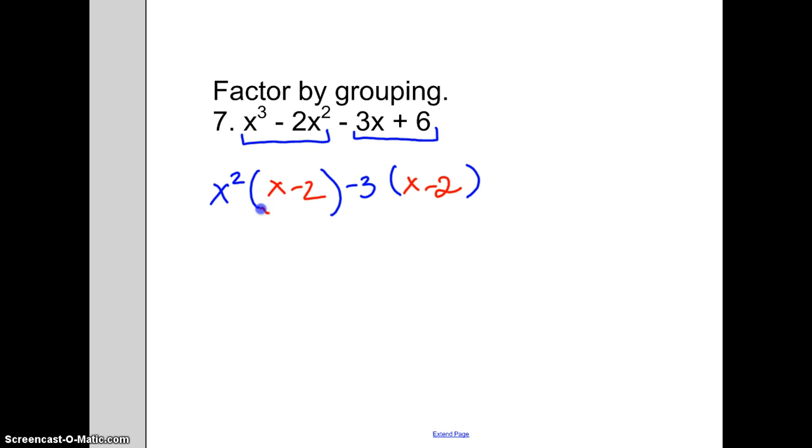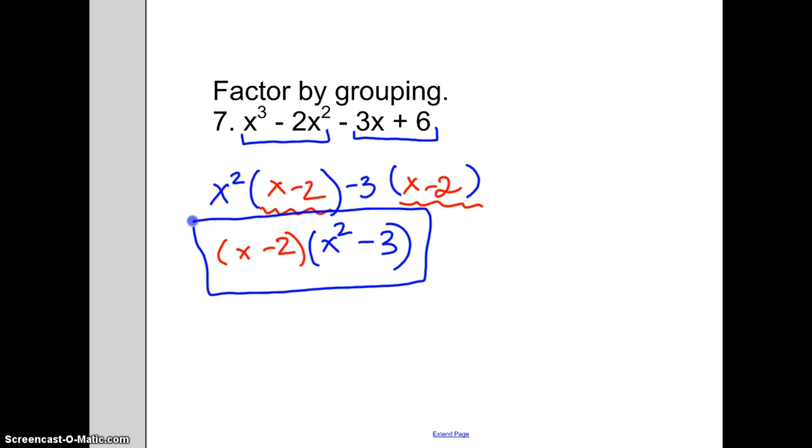Now you have an x minus 2 that is a common factor. Factor out the x minus 2. With this first term, with the x minus 2 taken out, that leaves you with an x squared. And then in the second term, you're left with a minus 3. And at this point, we're done. Now, sometimes you'll have another perfect square difference of squares right here that you can factor. But for this one, we're done.